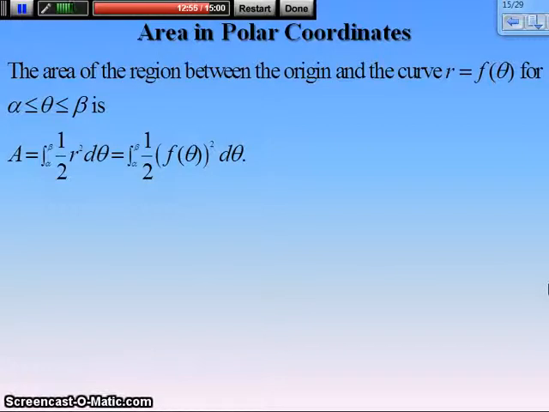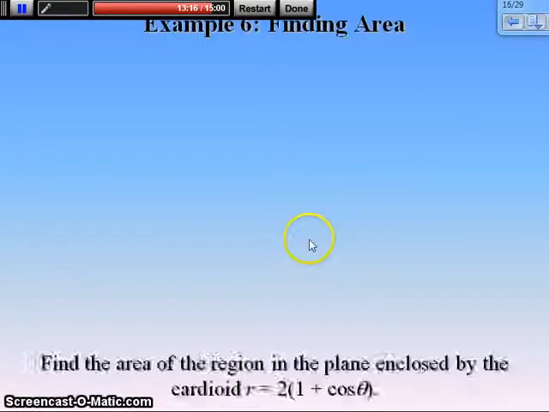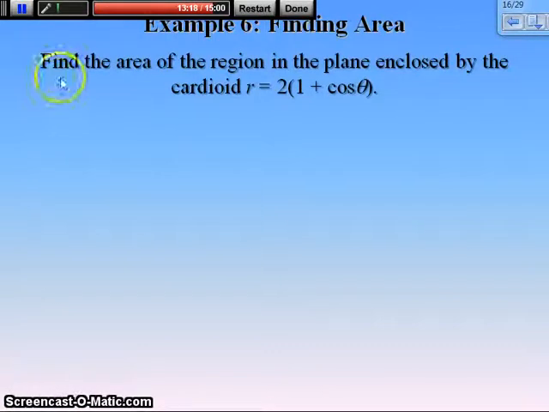Alright, more calculus. Area. The area of the region between the origin and the curve r equals f theta for theta between alpha and beta is given by this. So the area is integral from alpha to beta, and we use alpha beta because theta is an angle measure. 1/2 the function squared. So we're going to find the area of this function.